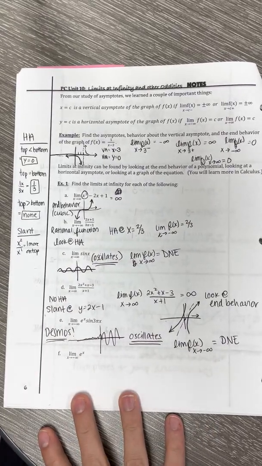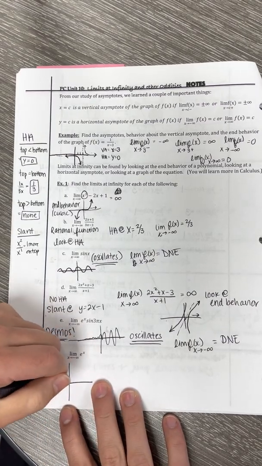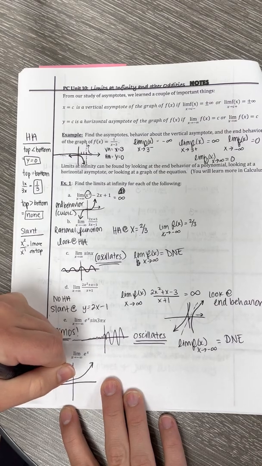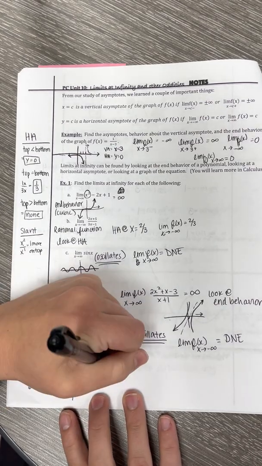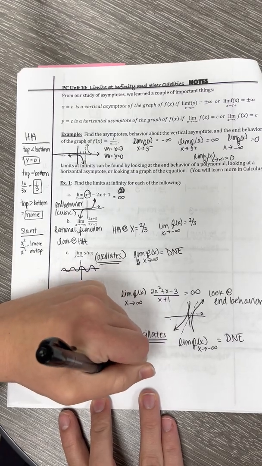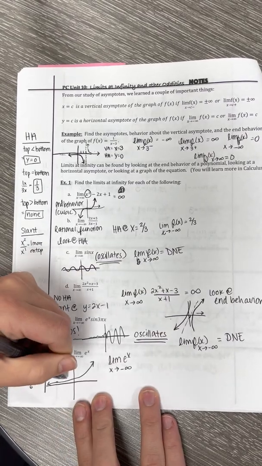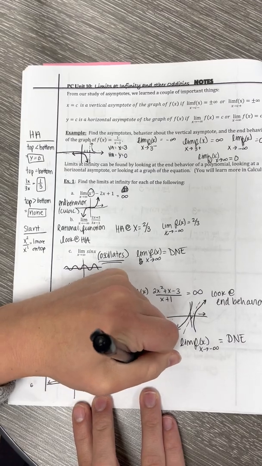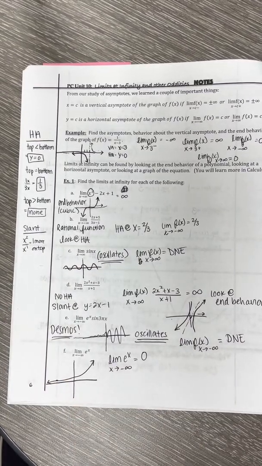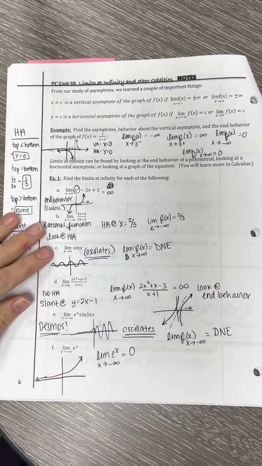All right, limit of e to the x. We've looked at this graph before. It looks something like this one here. The limit of e to the x as x approaches negative infinity: as we go this way, it's going to get closer and closer to 0. All right, and this is part 1 of limits at infinity.